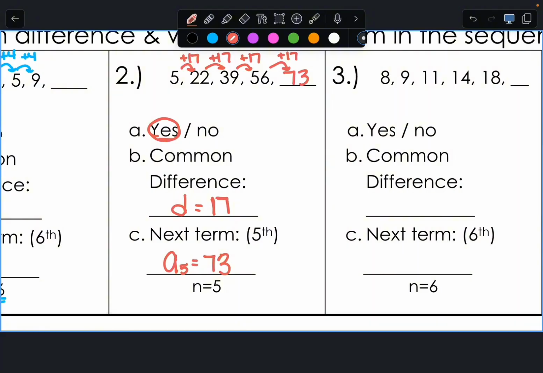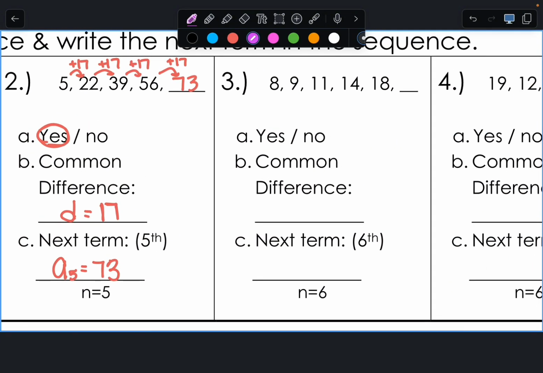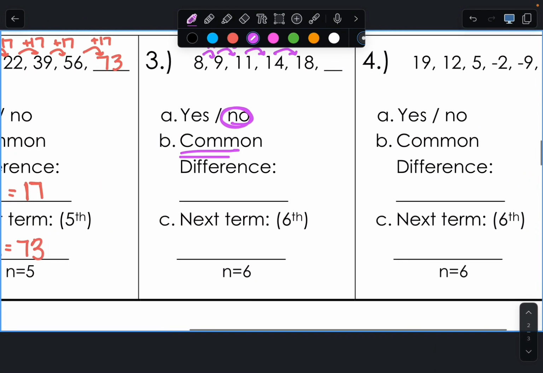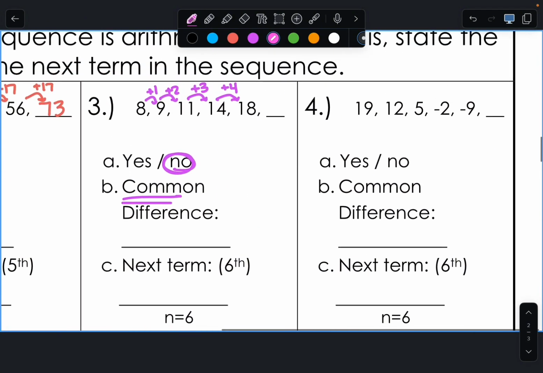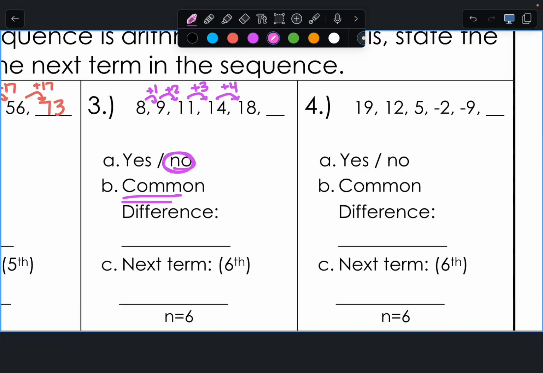Understand? Okay? Number 3. What do I add to get from 8 to 9? Plus 1. 9 to 11, plus 2. 11 to 14, plus 3. So is this an arithmetic sequence? No. Even though you see a pattern, this is not an arithmetic sequence because you are not adding the same number. It's not consistent, right? So there's no common difference. This one's a no, and we move on.